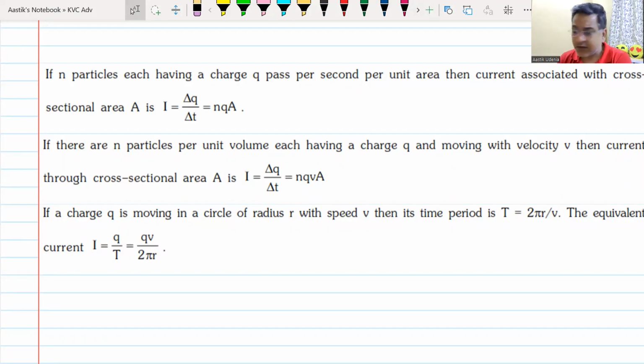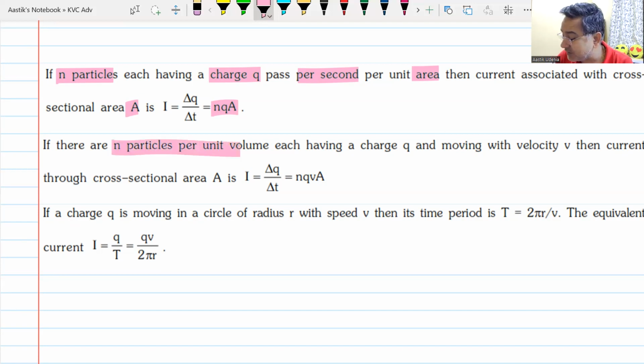Now, sometimes you are asked to find out the average current, and you are given that n number of particles are crossing a particular cross-sectional area per second. The area is A. What is the current? Current is total charge flown divided by total time. So in this case, the answer will become N into Q into A, where N is the number of particles crossing the area per unit time per unit area. Do we understand this?